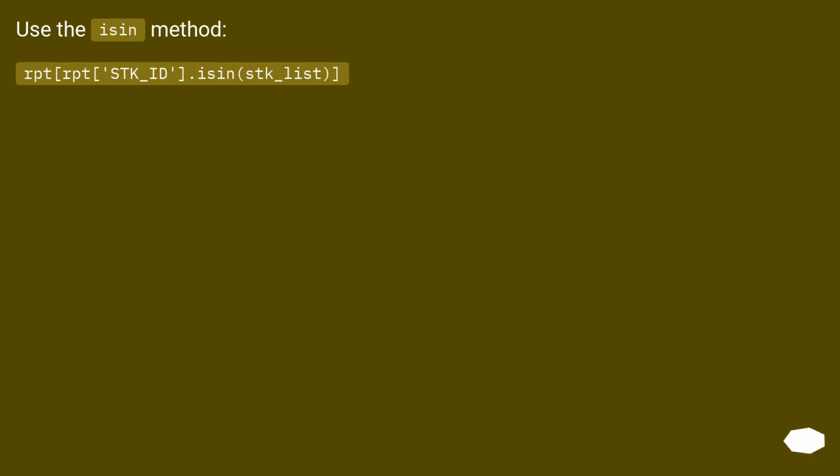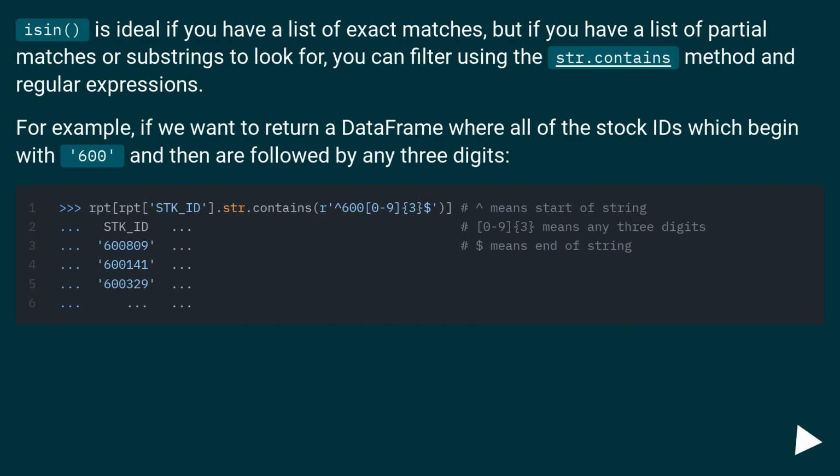Use the isin method: rpt[stk_id].isin(stk_list). isin is ideal if you have a list of exact matches, but if you have a list of partial matches or substrings to look for, you can filter using the str.contains method and regular expressions. For example, if we want to return a data frame where all of the stock ids begin with 600 and then are followed by any 3 digits.